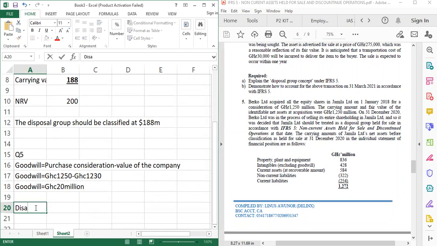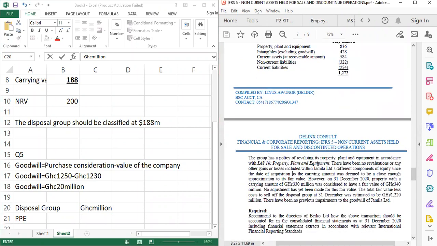What are the values that we are going to attach to them? Disposable group. So the first one is property, plant, and equipment, which is the PPE. Let me just put PPE there. Come and read the additional information.